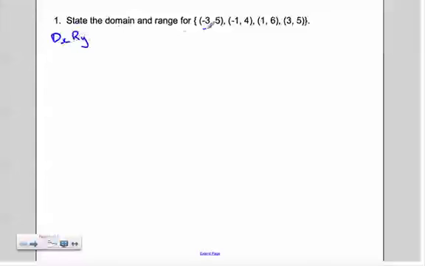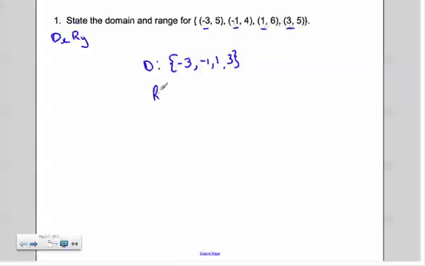So I'm going to look at the x's that are used and I'm going to list them. So -3, -1, 1, 3. These are already in order from smallest to biggest, and that's usual. And then domain is a set, so these curvy parentheses are set notation. It means the set of all numbers that are listed within. And I like to put a D in front of it. So domain is {-3, -1, 1, 3}, because those are our x's.